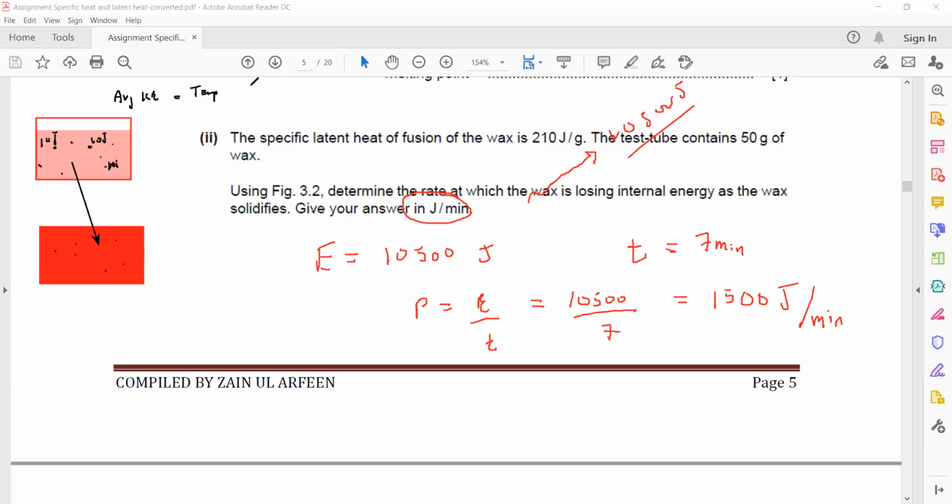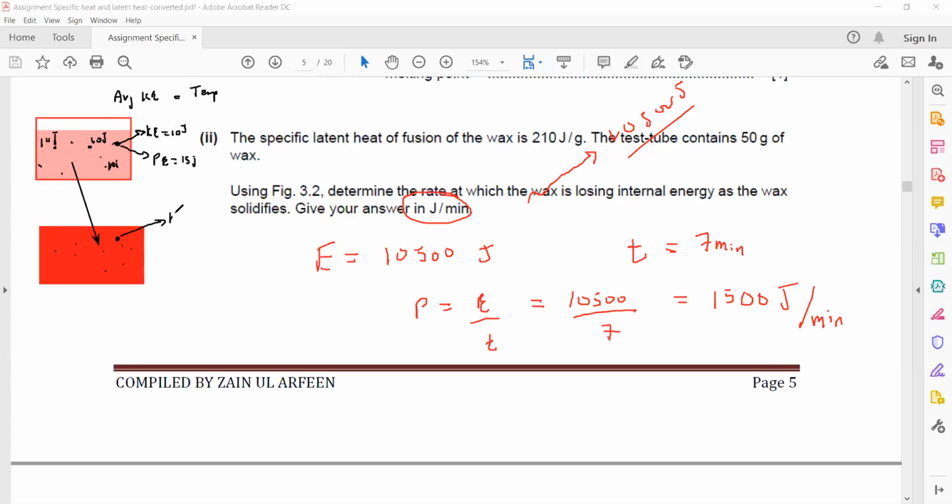What is the total energy? Because the particles have both kinds of energy: kinetic and potential energy. For example, if I take this particle, it has kinetic energy of 10 joules, and because it's moving also, it will have potential energy, for example 15 joules. So what happens when the substance changes state? The kinetic energy does not change.